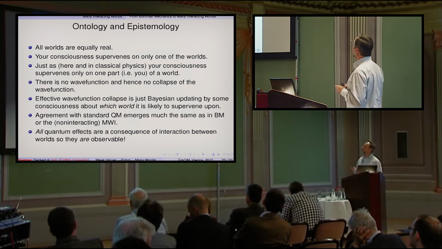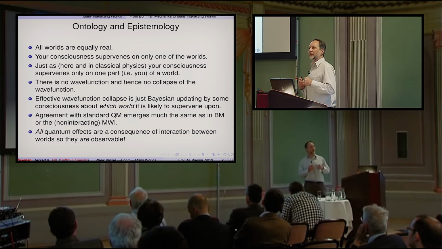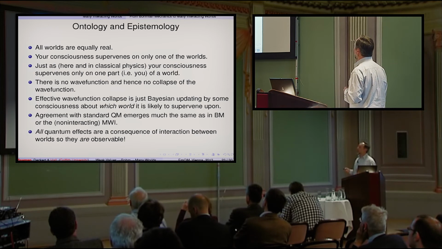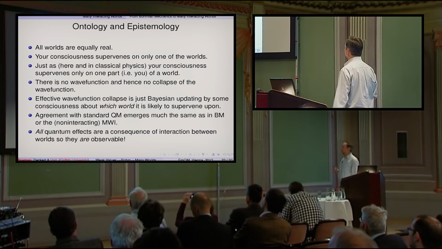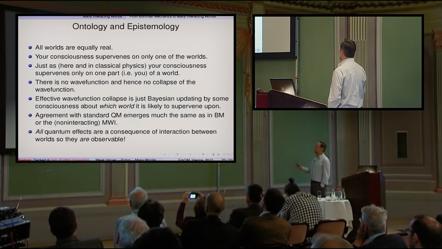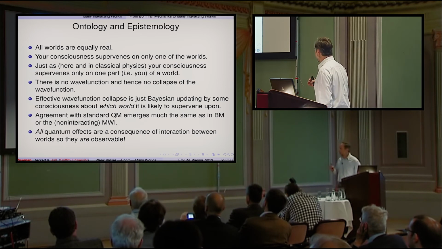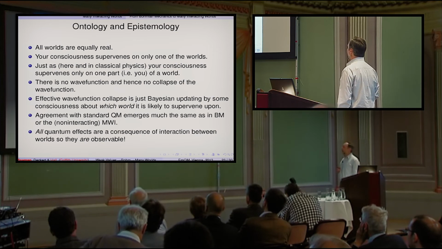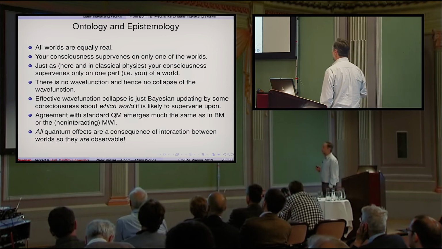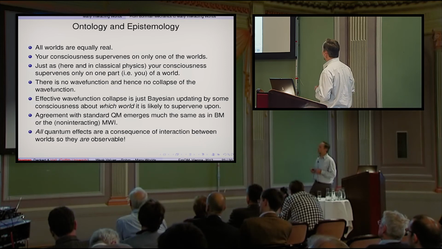And if you think that's odd, you should just remember that, of course, in this world, your consciousness only supervenes on one part of it as well, which is you. So I don't think that that's particularly surprising. So there's no wave function, so of course there's no wave function collapse. So the effective wave function collapse is just a consciousness on one world updating its idea about which world it is likely to supervene upon, if we put it that way. And so, in the same way that Bohmian mechanics or the regular many worlds interpretation is believed to agree with standard quantum mechanics, we think that our theory would be the same.